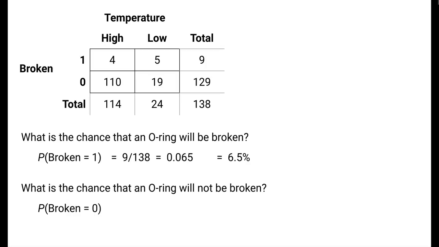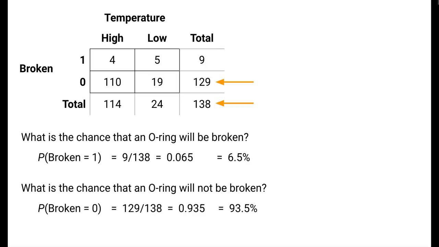We can similarly ask about the probability of an O-ring being functional. Out of the 138 O-rings, 129 were unbroken. So our estimate of the chance of being functional is 129 out of 138, or 93.5%. Note that this probability is 1 minus the first probability of being broken. In general, for binary variables like the broken variable, the probability that the variable equals 1 will be 1 minus the probability that the variable equals 0, and vice versa.